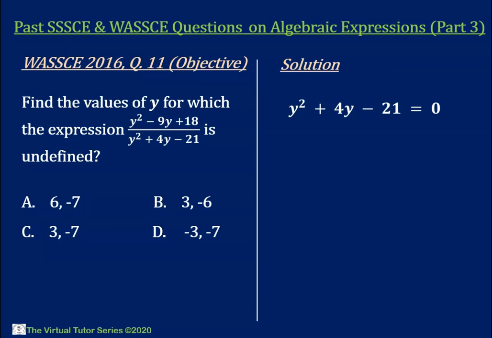The product of the coefficient of y squared and the constant term is 1 times negative 21, which is negative 21, and two factors of negative 21, which sum up to the coefficient of y, or 4, are negative 3 and 7. Therefore, the factors of the quadratic expression are y minus 3 and y plus 7 is equal to 0.